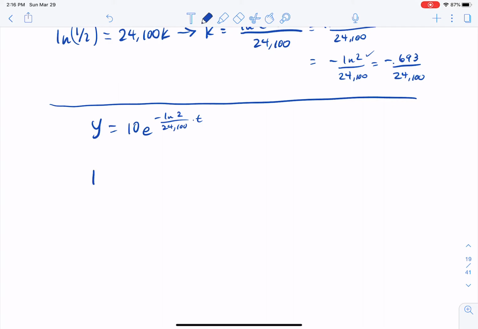So 1 gram is equal to 10 grams e to this negative natural log of 2 over 24,100, solving this thing for t. This is very similar to the steps that we just took in the previous part of this problem. Divide by 10, I get 1/10 equals e to this business. If you're sick of writing this number down a whole bunch, you can just leave it as a K, and then just remember at the very final step to put your number back in. So you're only really writing it once.